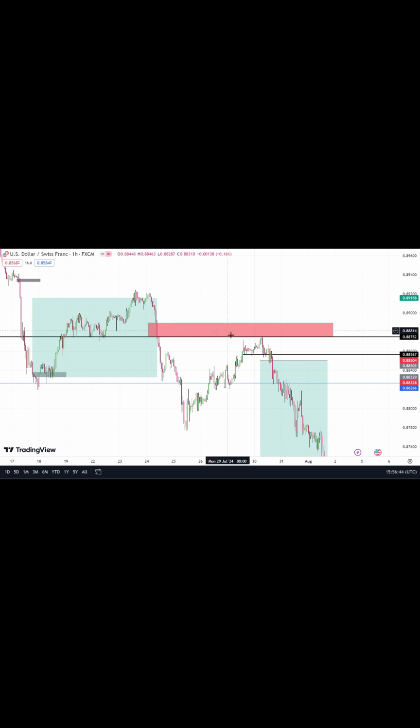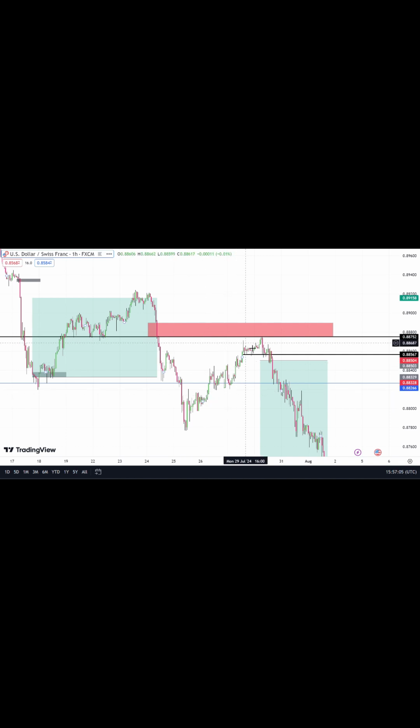So that was it. I drew it out because I know that even if it's a little bit or it's just the wick of the candle that touched into it, it's something, because I know for the fact that price is coming back to that place. Even if it's the wick of the candle that touched it, that's enough for me to enter into the trade. All right, so this was it.